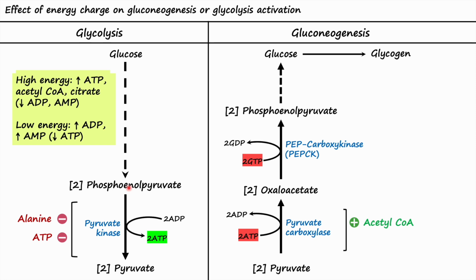Now let's take a situation where the energy charge of the cell is low. That means there is an increased level of ADP, and this increased ADP level can inhibit the pyruvate carboxylase enzyme, and it can also inhibit the PEPCK enzyme.